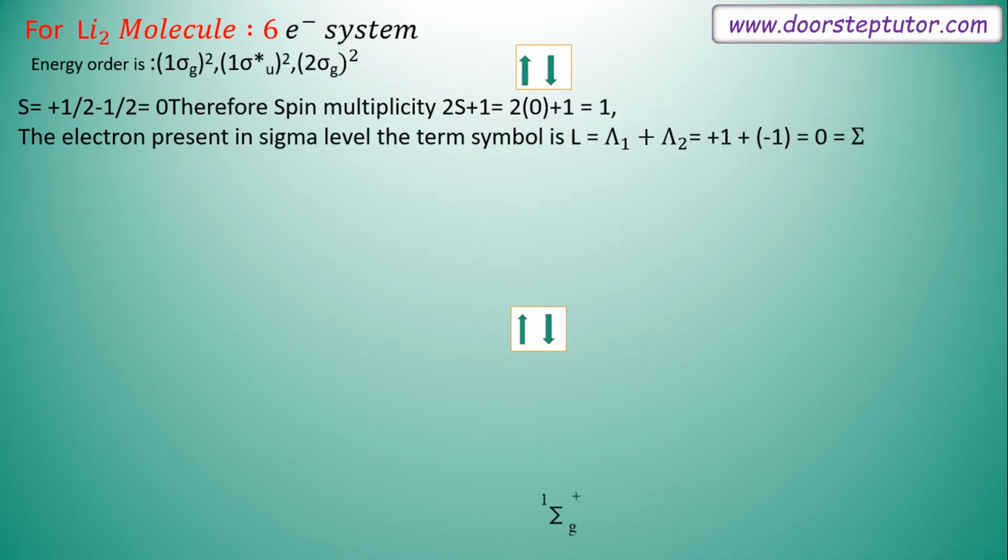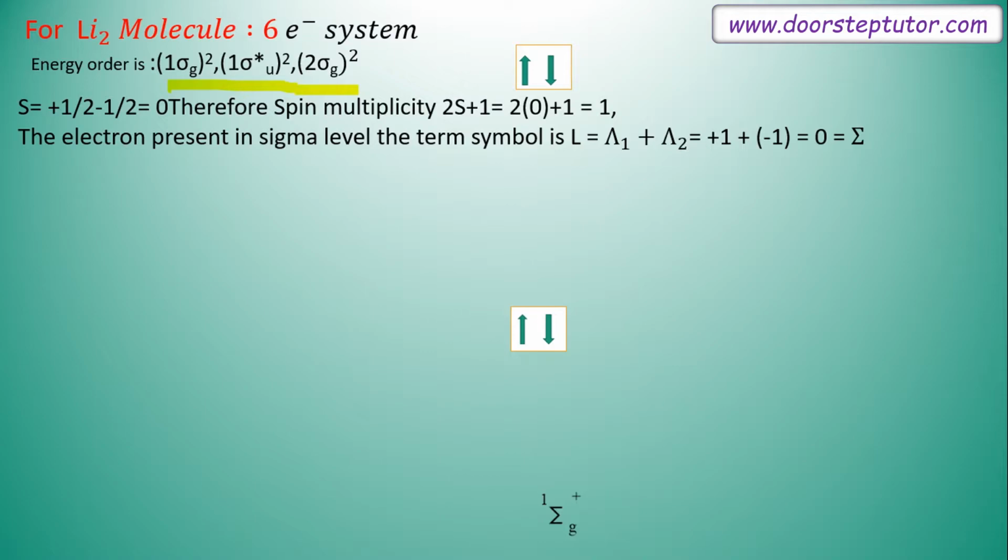The energy order for this Li2 molecule is sigma 1s G2, sigma star 1s U2, and sigma 2s G2. These are the Gerade and Ungerade centers. This is the bonding molecular orbital and this is the anti-bonding molecular orbital. Clear, student? So here are the 6 electrons in this energy order.